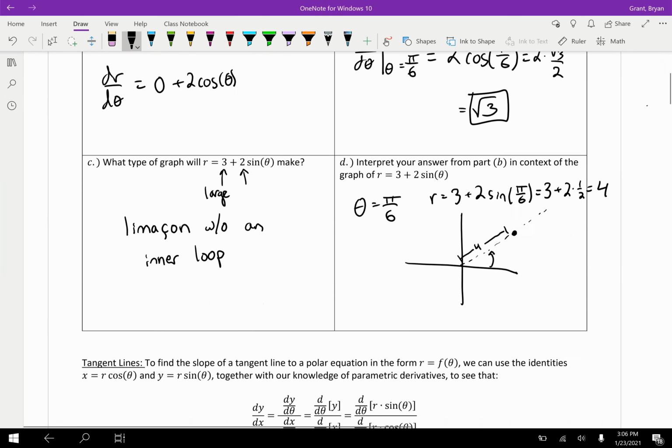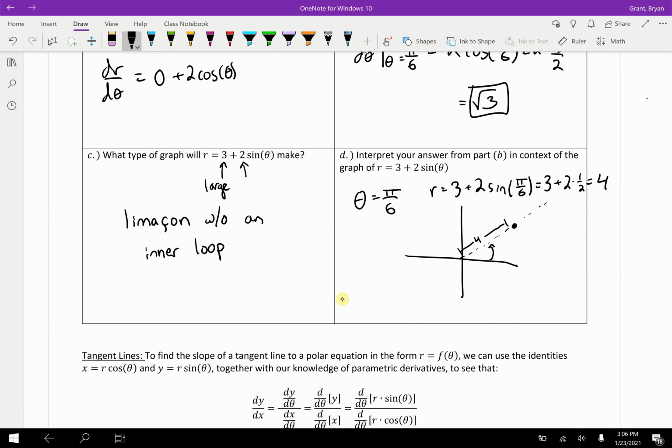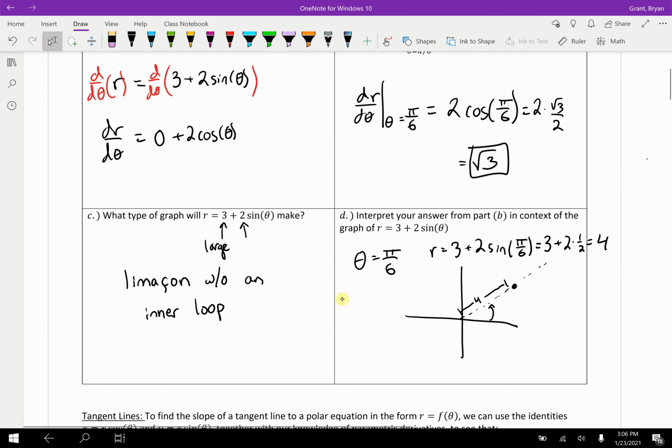That's a weird one, right? We got a positive answer, a positive derivative. If we interpret dr d theta, we're saying as the angle of theta changes, how is r changing? Or more specifically, at pi over 6, how is the radius changing? Well, we got square root of 3, so what that's telling me is the next point that's really, really close to this will have changed by square root of 3.